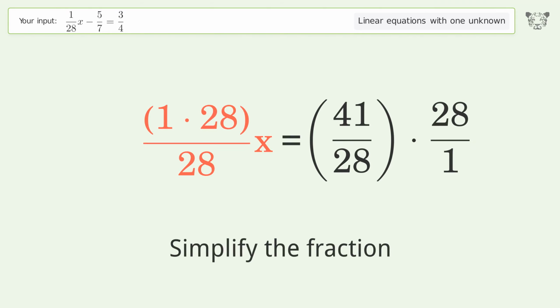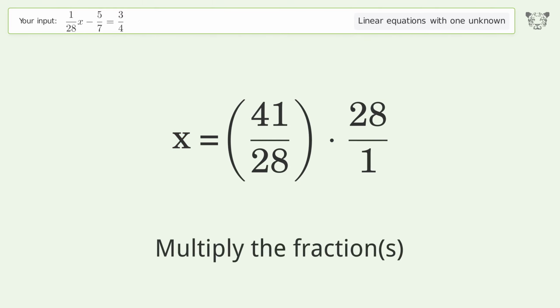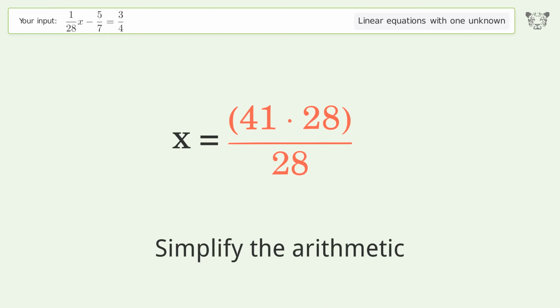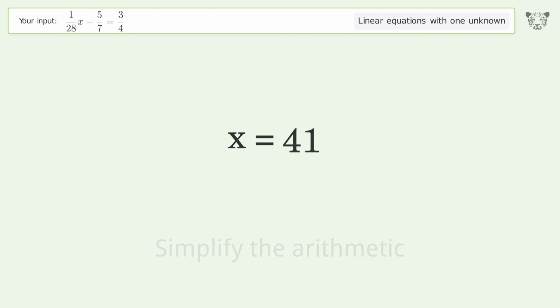Simplify the fraction. Multiply the fractions. Simplify the arithmetic. And so the final result is x equals 41.